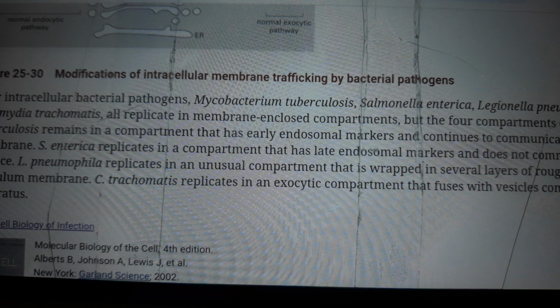L. pneumophila replicates in an unusual compartment that is wrapped in several layers of rough endoplasmic reticulum membrane. C. trachomatis replicates in an exocytic compartment that fuses with vesicles coming from the Golgi apparatus. And returning to subject matter proper.